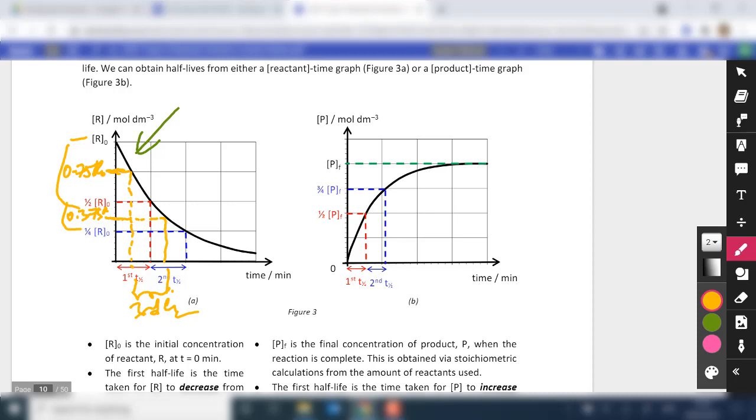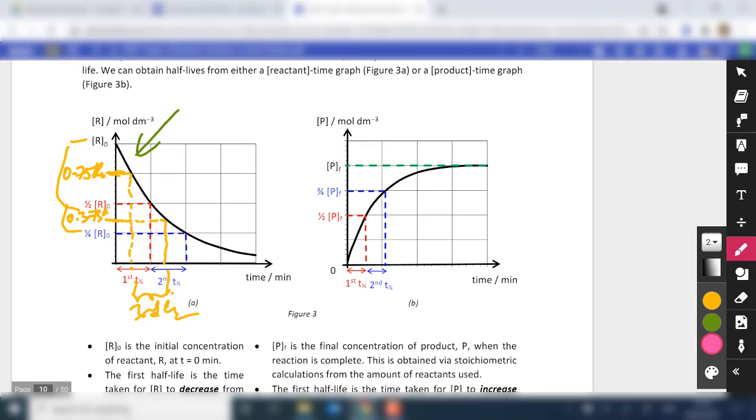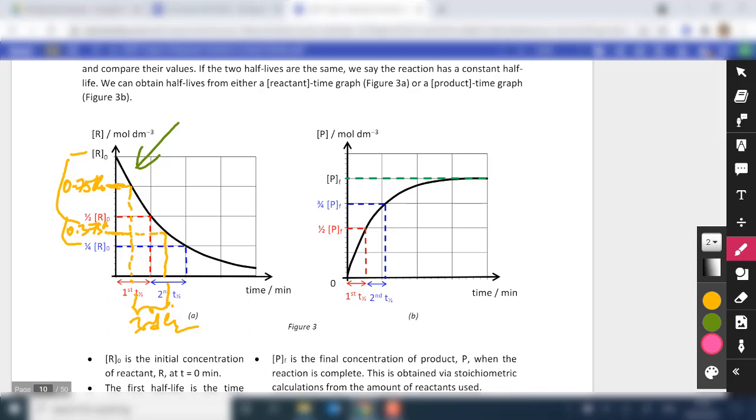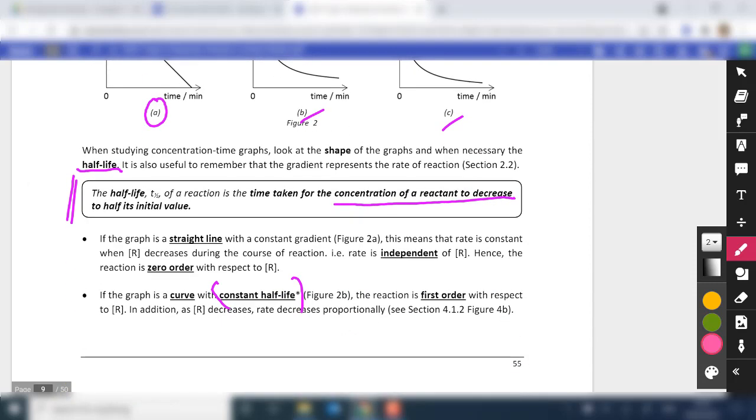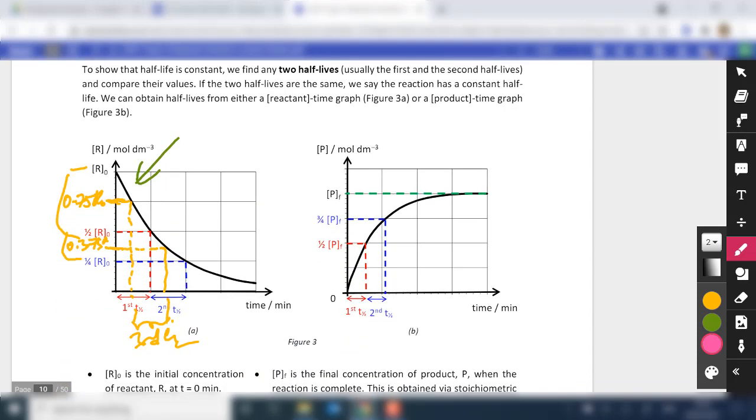What about the product time graph? Is it possible to get half-life from there as well? Yes, definitely possible. But usually students have difficulty with the product time graph. The reason is they tend to do it the same way as the reactant time graph, which means they halve everything. But for the product time graph, let me stress, you can't halve everything, because it doesn't make sense. Why? Again, can we go back to the definition? The half-life is the time taken for the concentration of reactant to decrease to half its original value. We're talking about reactant. In this case, the product's value is not halving, but actually increasing.